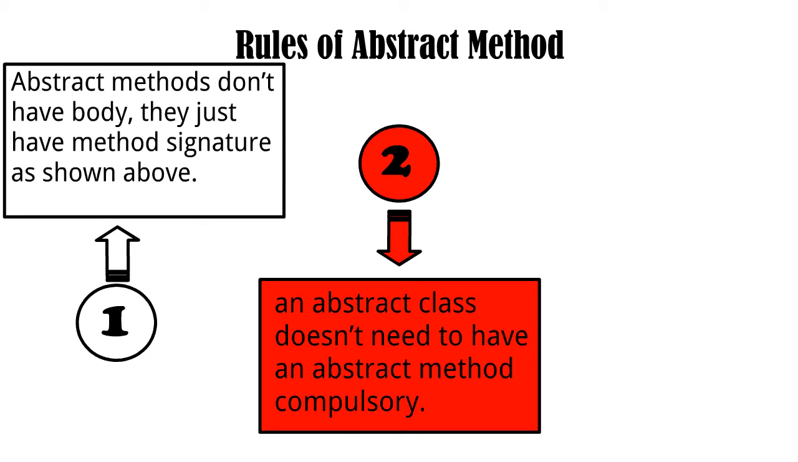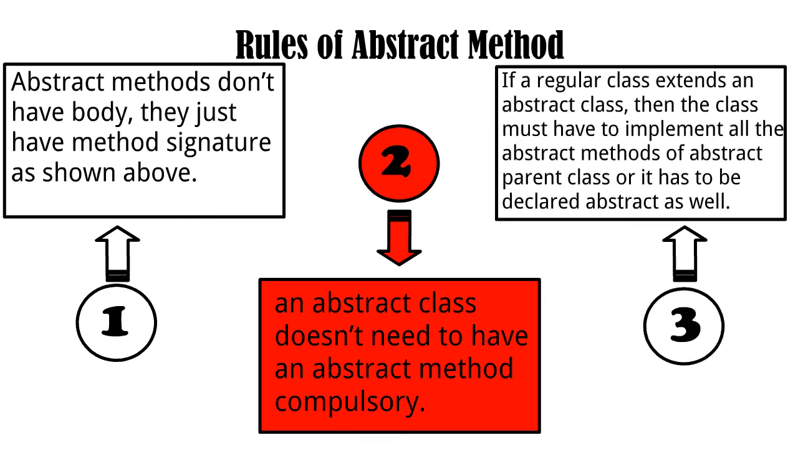Rules of abstract method. 1. Abstract methods don't have a body, they just have the method signature as shown above. 2. If a class has an abstract method, it should be declared abstract. The vice versa is not true, which means an abstract class doesn't need to have an abstract method compulsorily. 3. If a regular class extends an abstract class, then the class must implement all the abstract methods of the abstract parent class, or it has to be declared abstract as well.